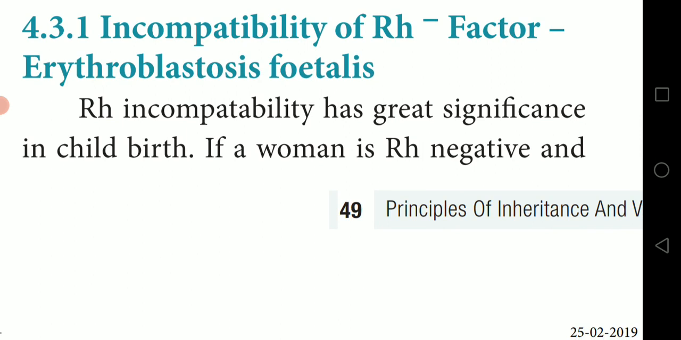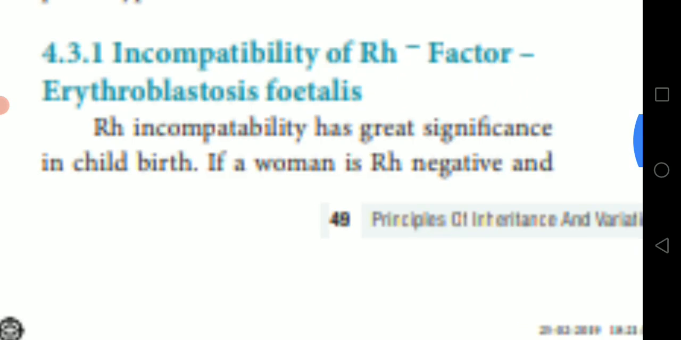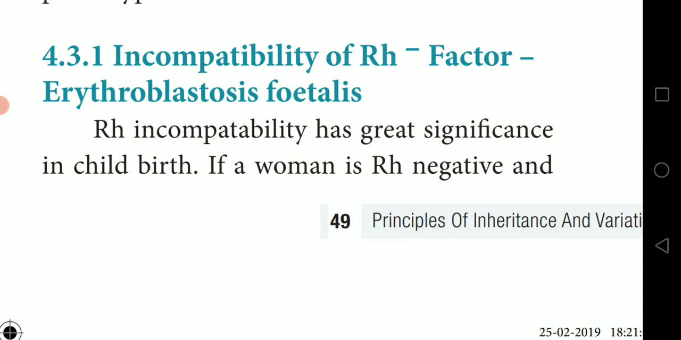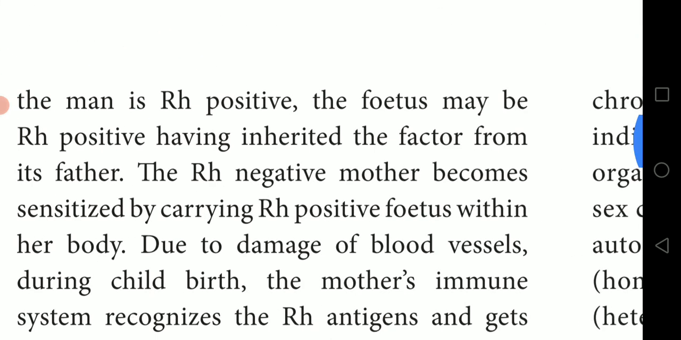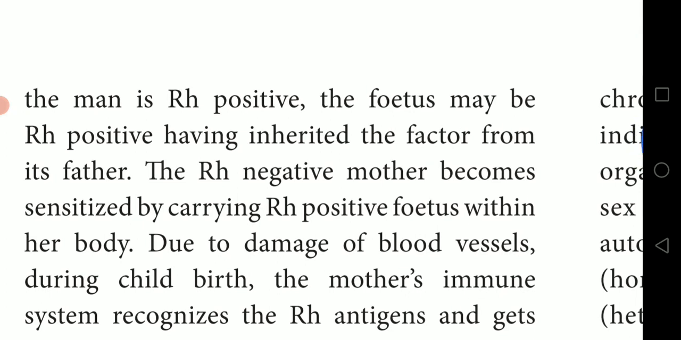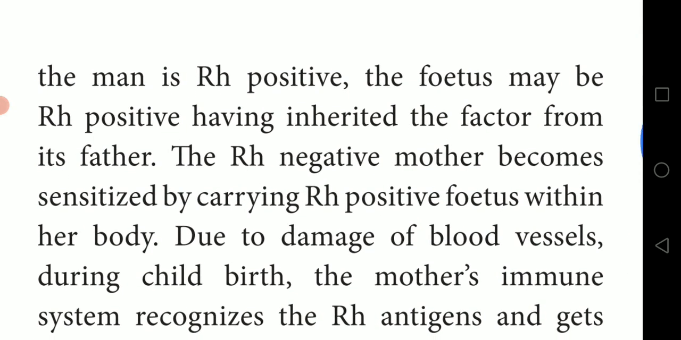If a woman is Rh negative, a woman meaning a mother, is Rh negative, and the man, meaning the father, is Rh positive, the fetus may be Rh positive. A fetus means the child, the one which develops as an embryo. They have Rh positive, which is the father's blood group.